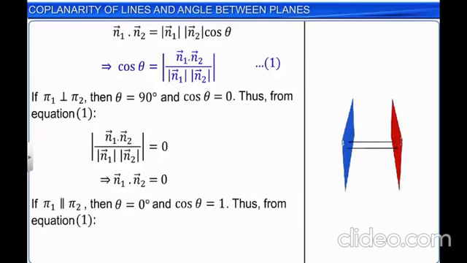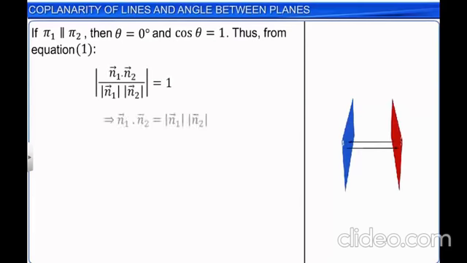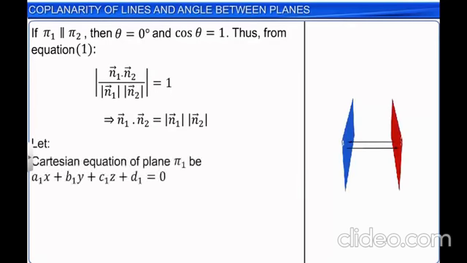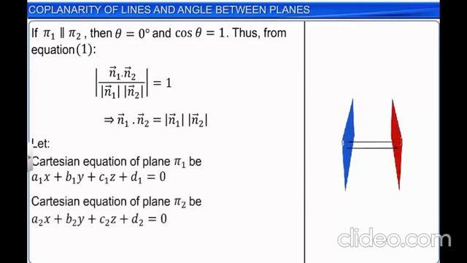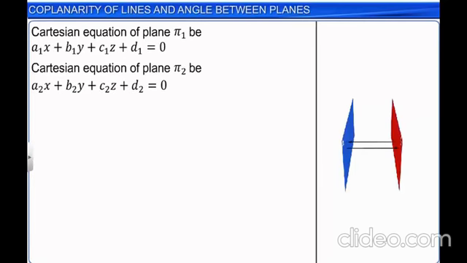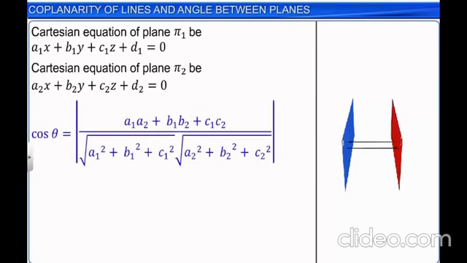Substituting this value in equation 1, we find that the two given planes are parallel if the dot product of their normal vectors n1 and n2 is equal to the product of their magnitudes. Now, consider the Cartesian equations of planes pi1 and pi2 as shown. The angle theta between planes pi1 and pi2 in this case is given by equation 2.